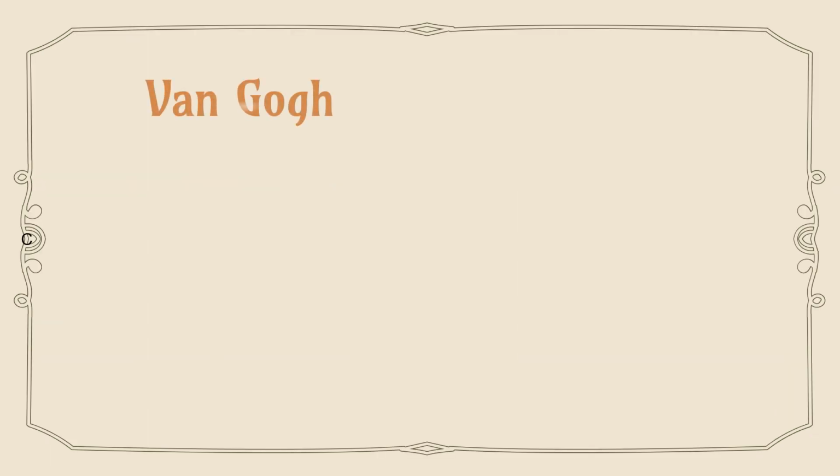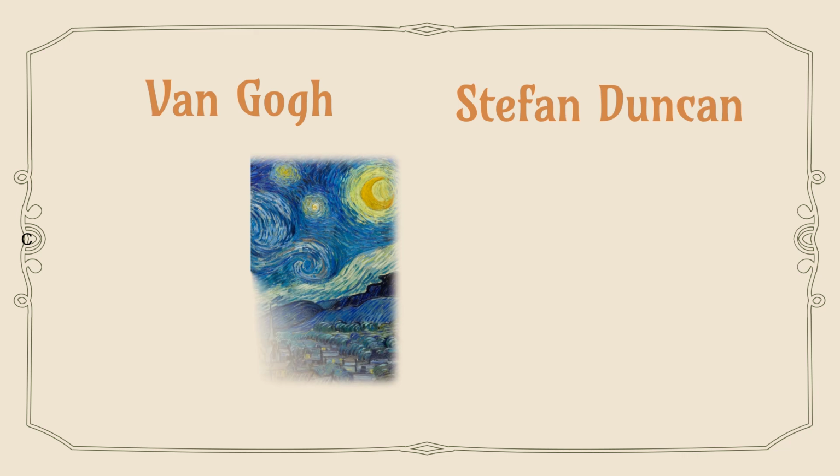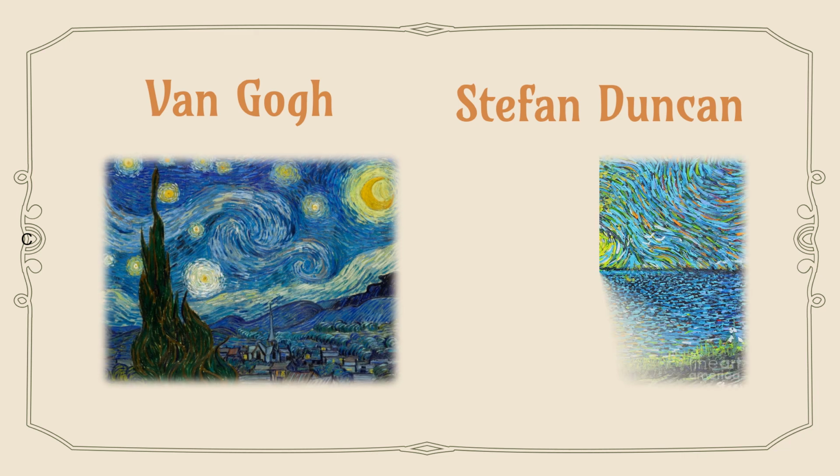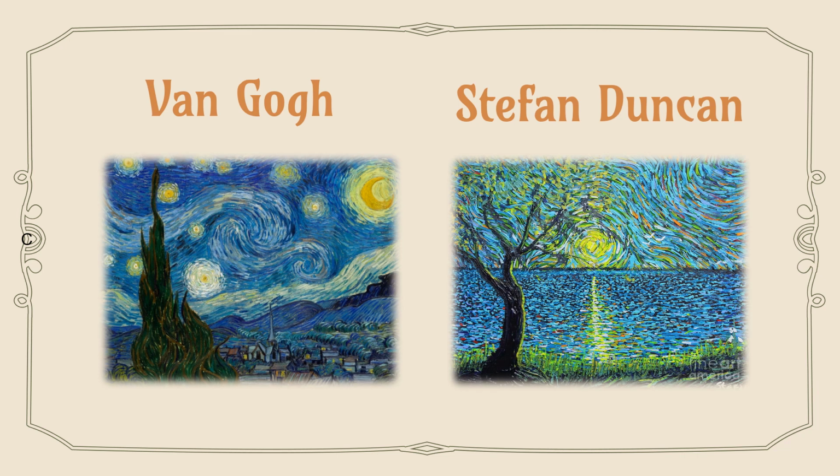And as you can see, the picture on the left-hand side is Van Gogh's, and the picture on the right-hand side is Stefan Duncan's. You can see no matter the painting skill or the color use, they are almost the same.